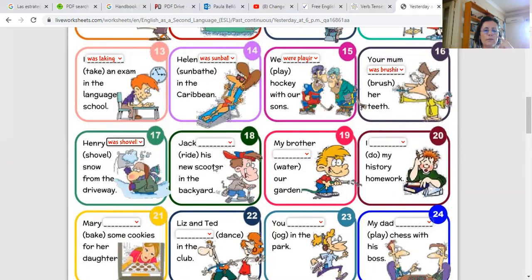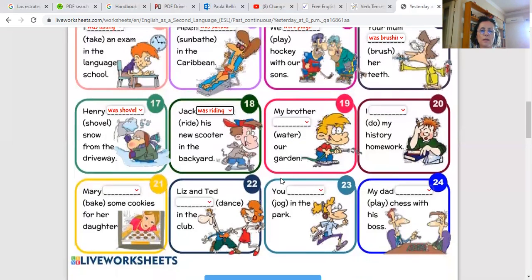Jack. Ride the scooter. There you have another collocation. Ride, you ride the bicycle, you ride the horse, and you ride the scooter. Este es el monopatín. So Jack was riding his scooter. Yes. My brother, water. Water is the action with the plants. You water the plants. Garden. Regar las plantas. Yes. My brother was watering our garden.